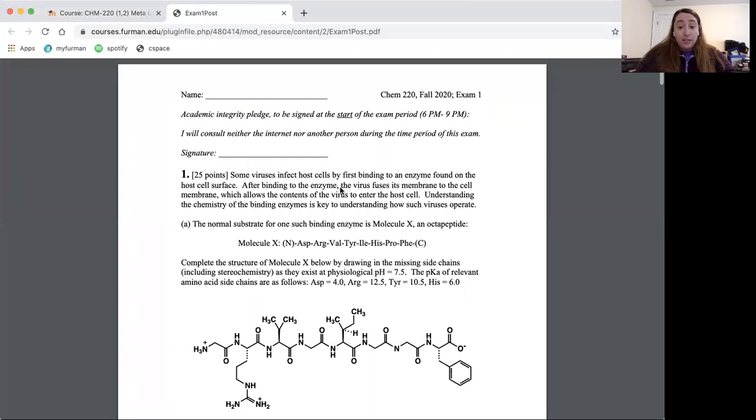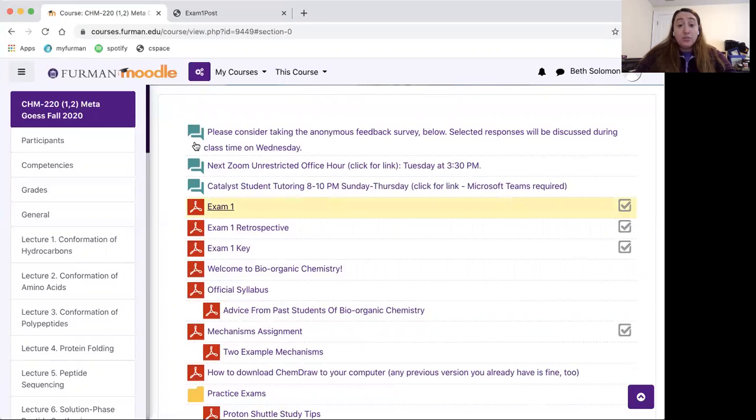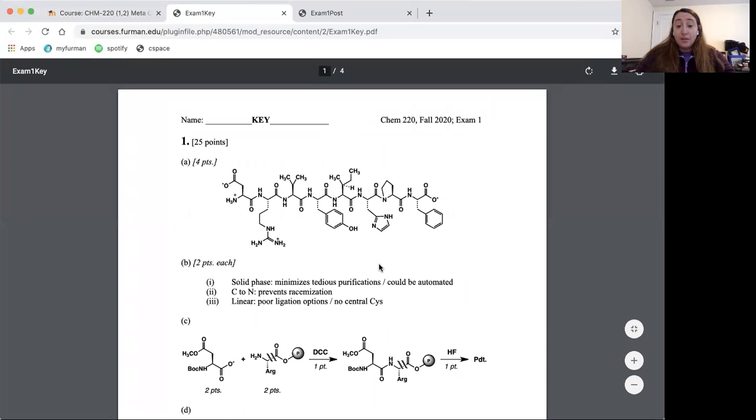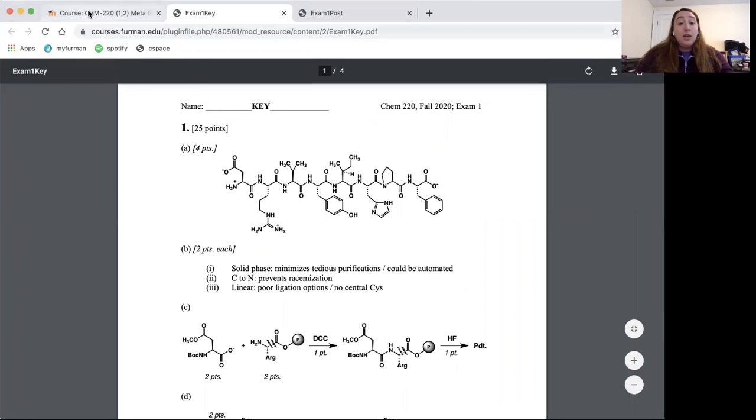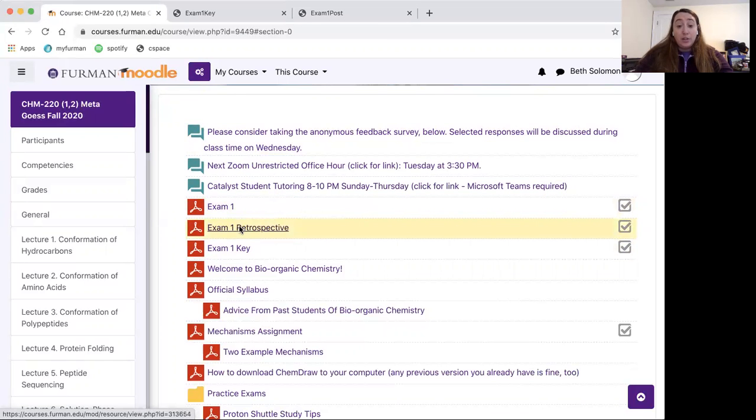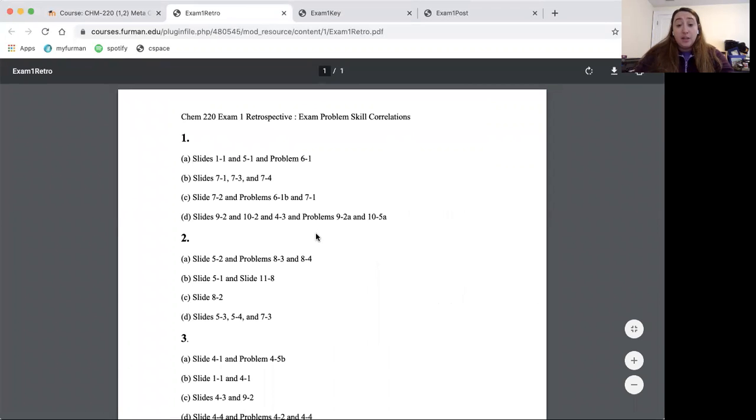In addition to having the exam, what I find extremely helpful is the answer key he has given you, the breakdown of the points, and the retrospective. This is something I think we need to take some time and review. It is literally telling you exactly where those exam questions have come from. So exam 1, question 1, A is coming from slides 1-1 and 5-1 and problem 6-1.